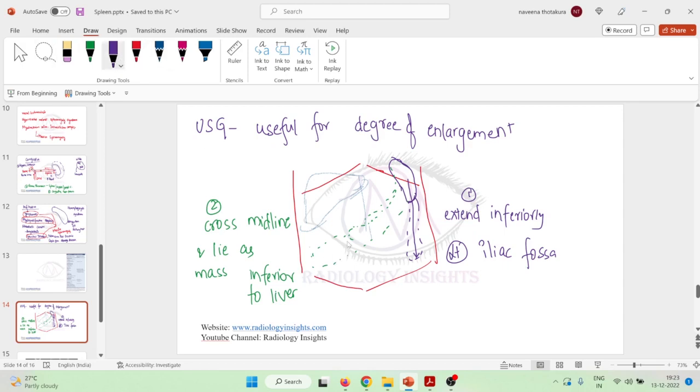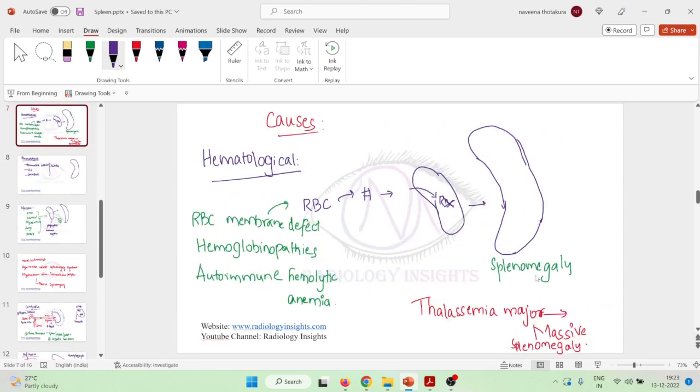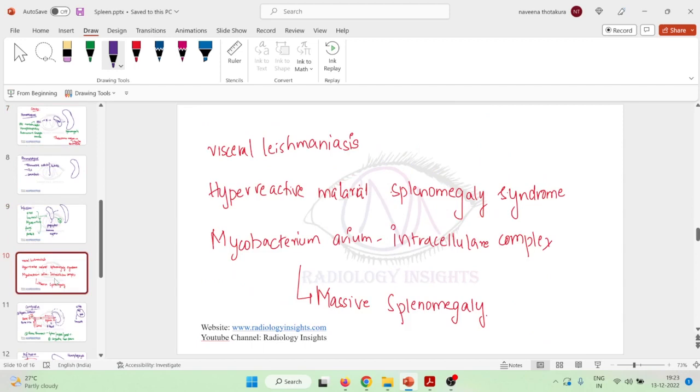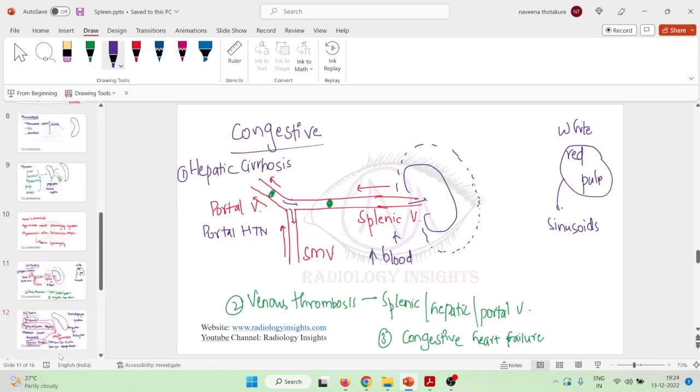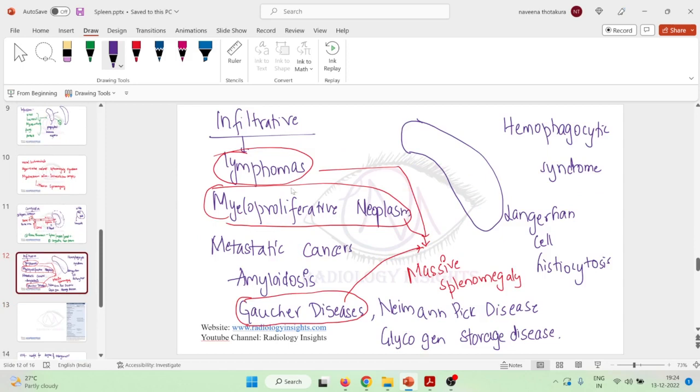If the size of the spleen is more than 18 centimeters, it can result in massive splenomegaly. To review the causes: hematological disorders like thalassemia major; infections like visceral leishmaniasis, hyperreactive malarial splenomegaly syndrome and Mycobacterium avium intracellulare complex; and infiltrative disorders like lymphoma, myeloproliferative neoplasm and Gaucher's disease.